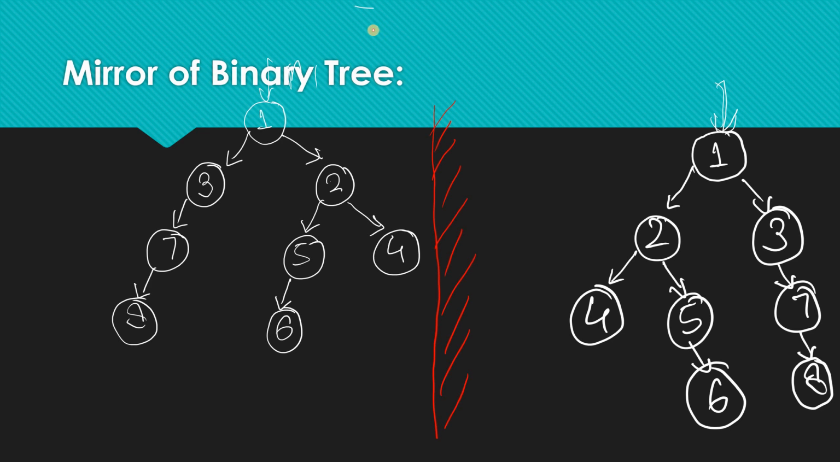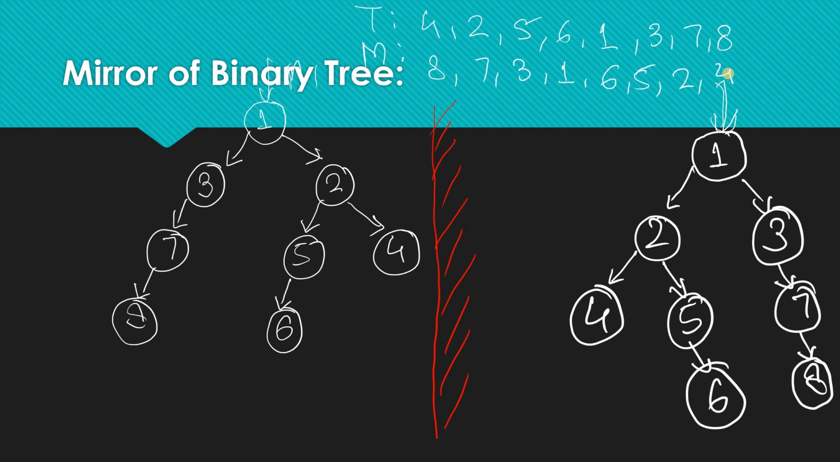So basically what we'll do is the in order traversal. So print the in order traversal of this binary tree. So what will be the in order traversal? It will be 4, 2, then 5, 6, 1, 3, 7, 8. And what will be the in order traversal of this mirror image binary tree? It will be 8, 7, 3, 1, 6, 5, 2, 4, right?